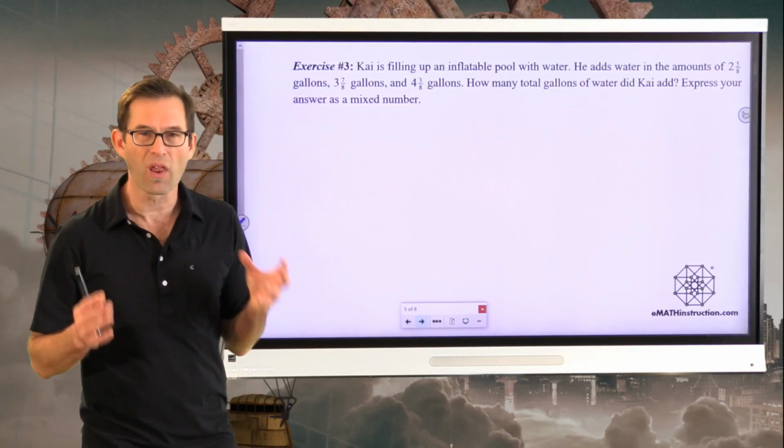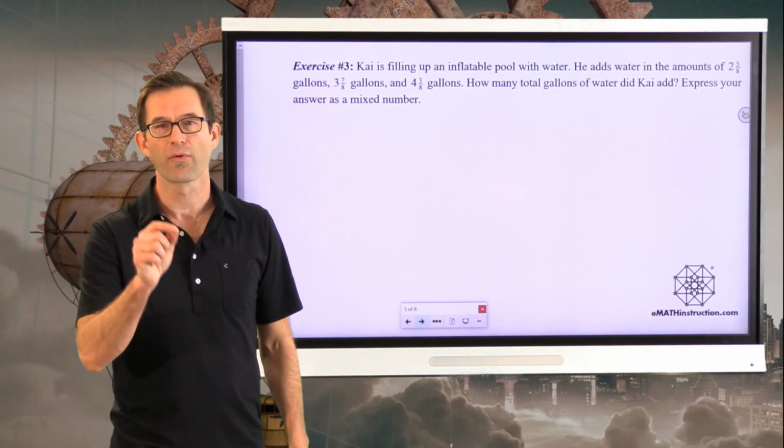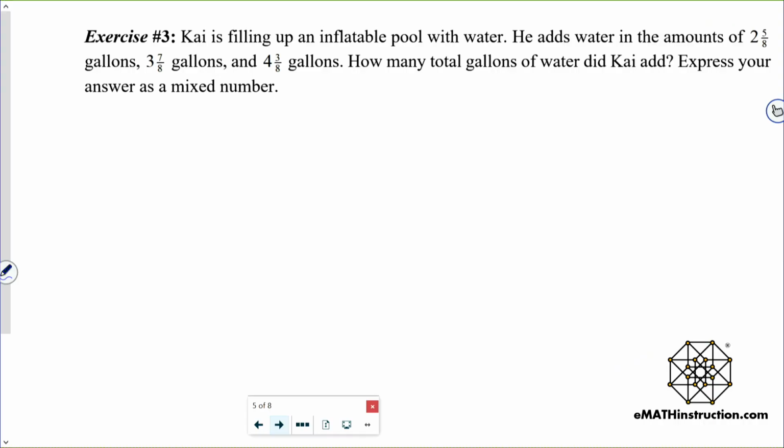Exercise number 3, a nice applied problem with fractions. Let's take a look. Kai is filling up an inflatable pool with water. He adds water in the amounts of 2 5/8 gallons, 3 and 7/8 gallons, and 4 and 3/8 gallons. How many total gallons of water did Kai add? Express your answer as a mixed number.